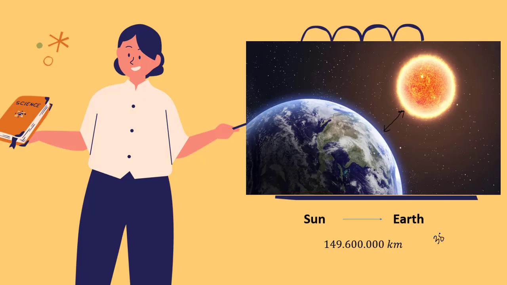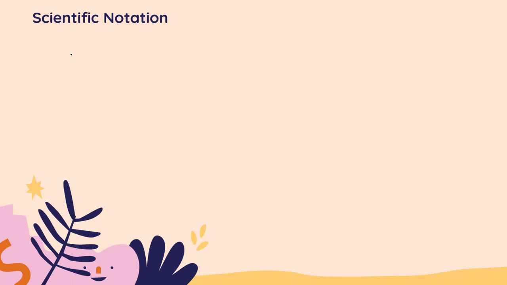That's even around 380 times farther than going around the world. Now you can imagine it's so far away. But it's a little bit hard to say this number, right? Because there are a lot of zeros and it's also hard to write because there are a lot of zeros. That's why today we will learn together how to make it simple to say and to write with scientific notation.